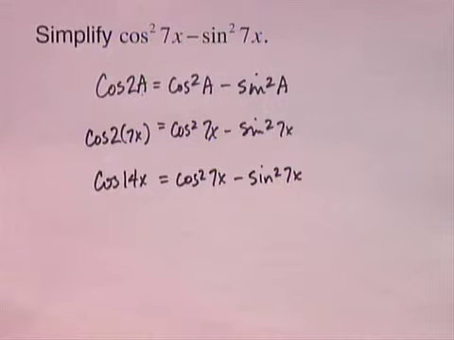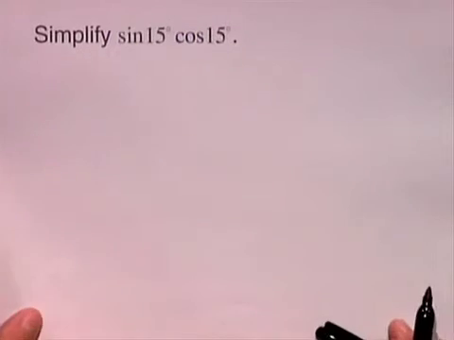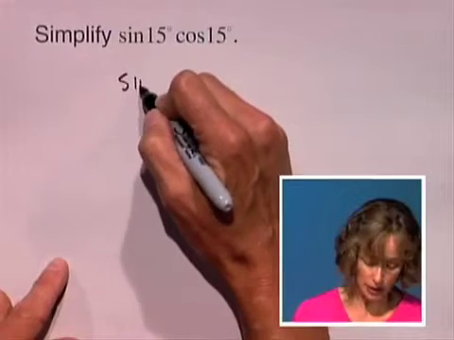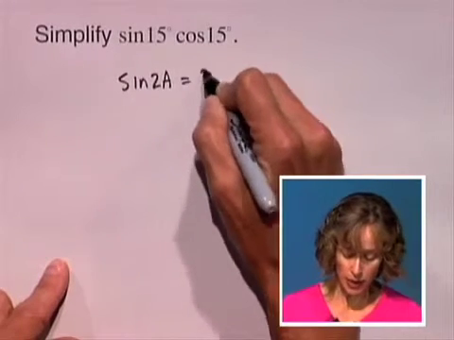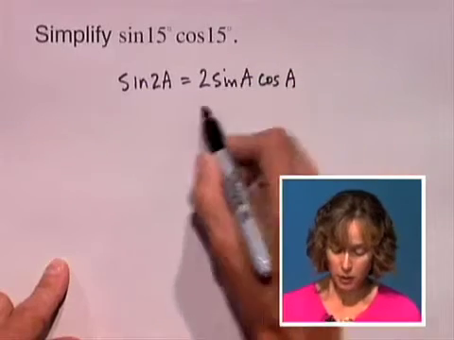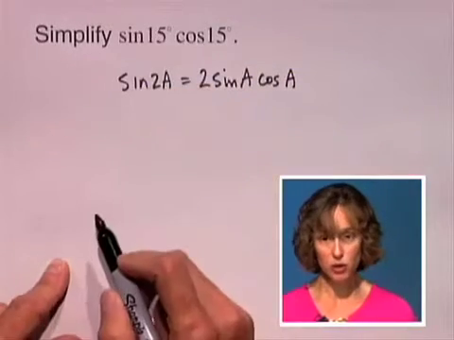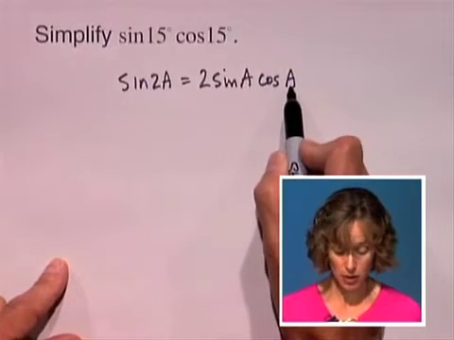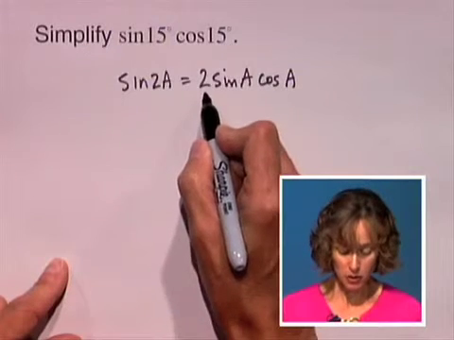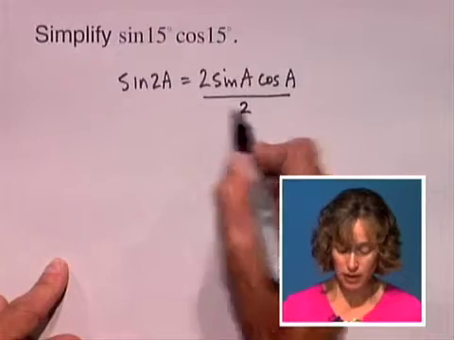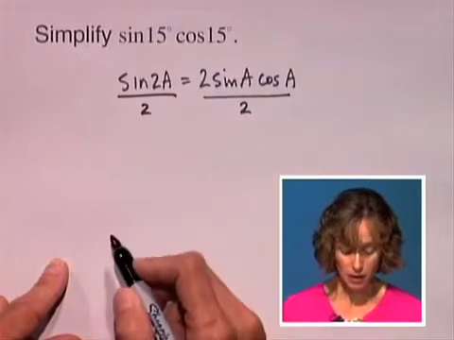Let's try another. We want to simplify sine of 15 times cosine of 15. Now I want to use the sine double angle identity. Sine 2a is 2 sine a cosine a. But in my expression that I'm trying to simplify, I don't exactly have 2 sine a cosine a. I do have sine something cosine that same thing. So what I'm going to do to make my identity match the expression I'm trying to simplify is divide each side of the identity by 2.